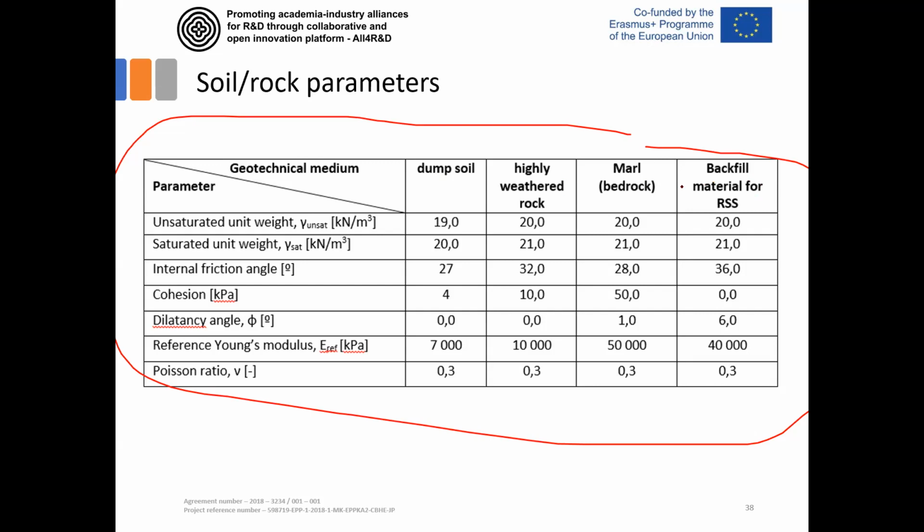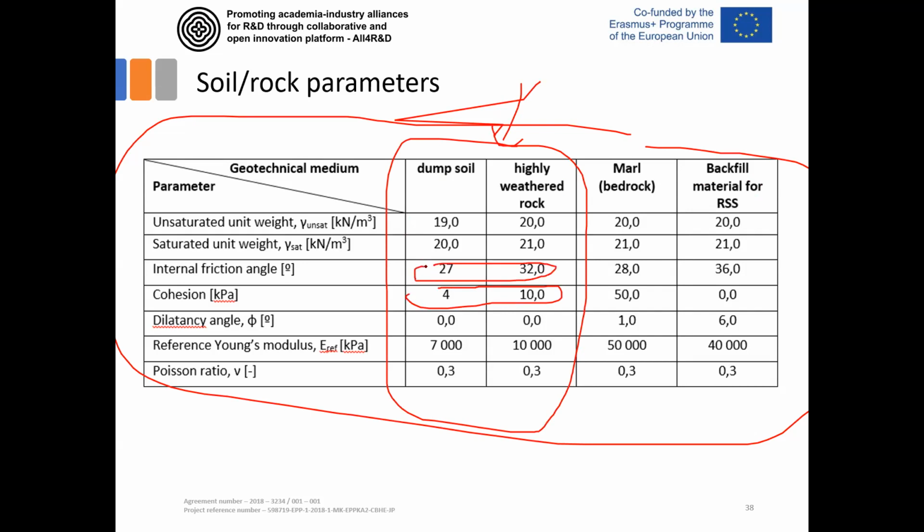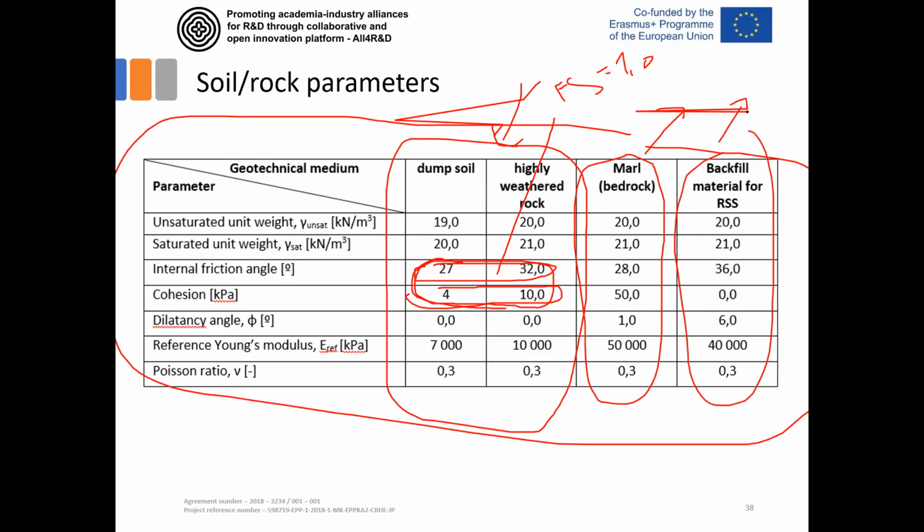Here are the soil and rock parameters, which are defined primarily on the basis of back analysis, especially for this damp soil and highly weathered rock. So this set of parameters, this cohesion value and internal friction value, were defined according to back analysis results. These values combined with the water level assumed in the calculation must result in a safety factor equal to 1. The marl as bedrock material, and the backfill material parameters were selected according to empirical correlations and experience with those materials from other designs.